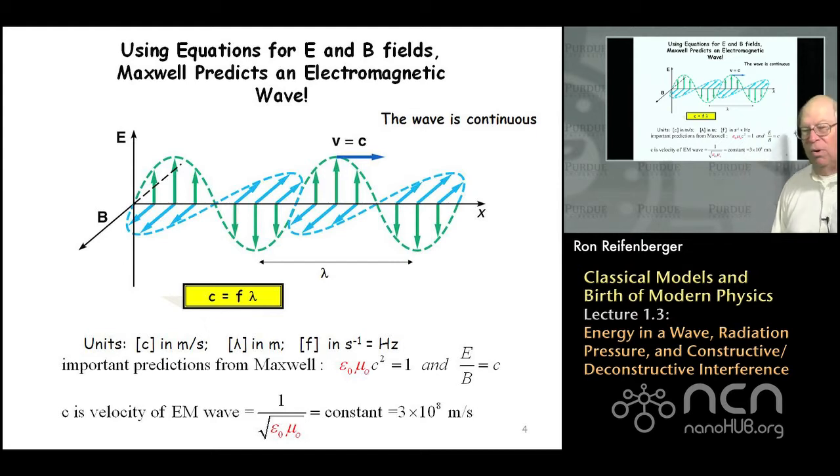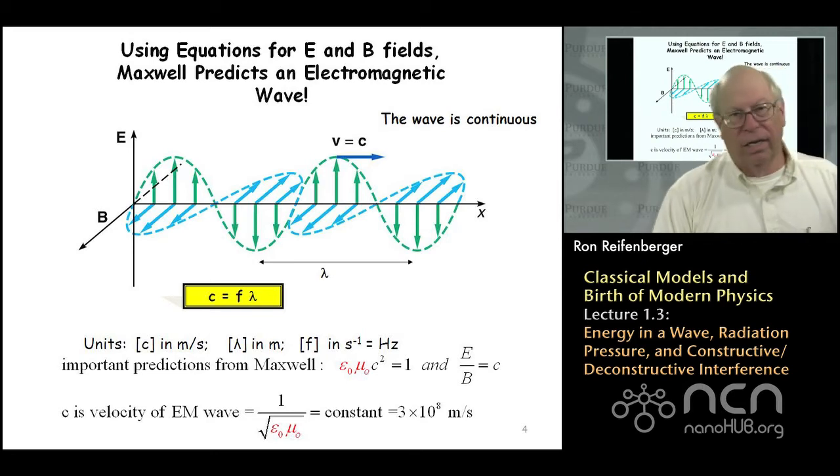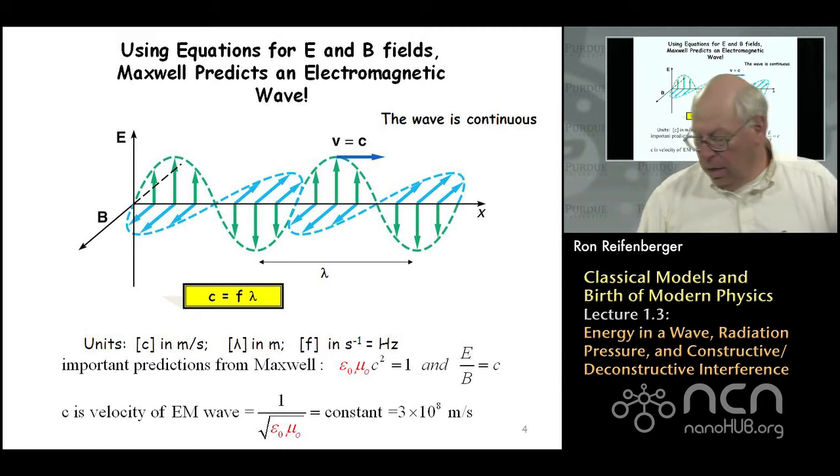It's a constant value for all frequencies and all wavelengths. The other thing that Maxwell was able to show was that the ratio between the E field and the B field was just equal to the speed of the electromagnetic wave. So E over B is equal to c. That's another result that we're going to use in the slides that follow.